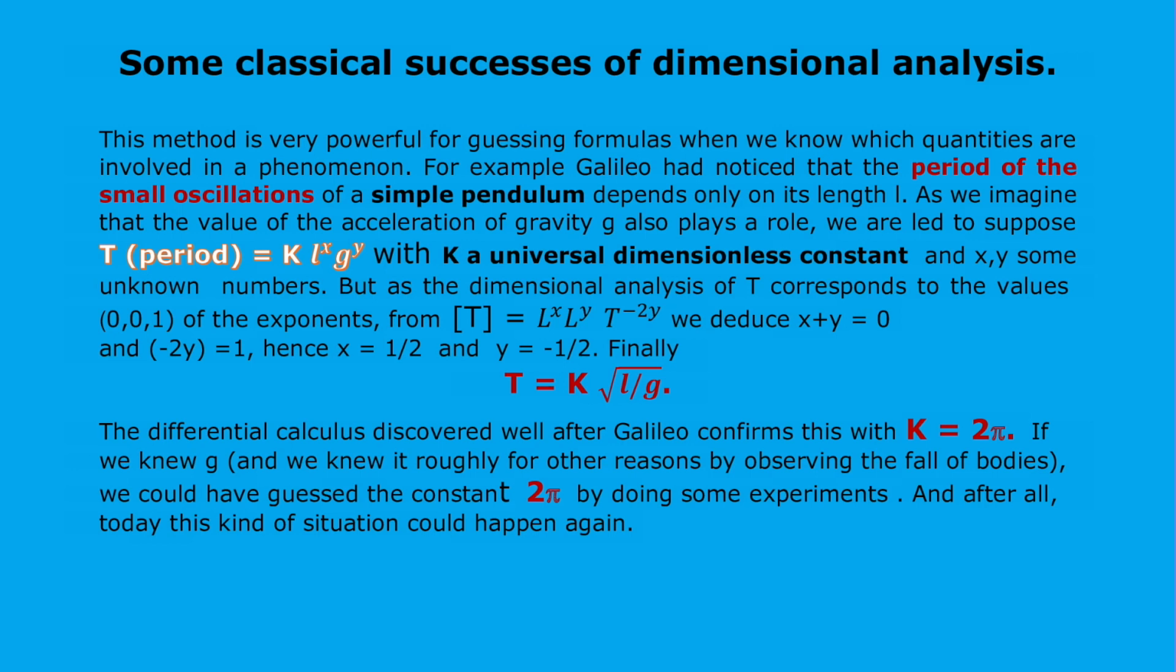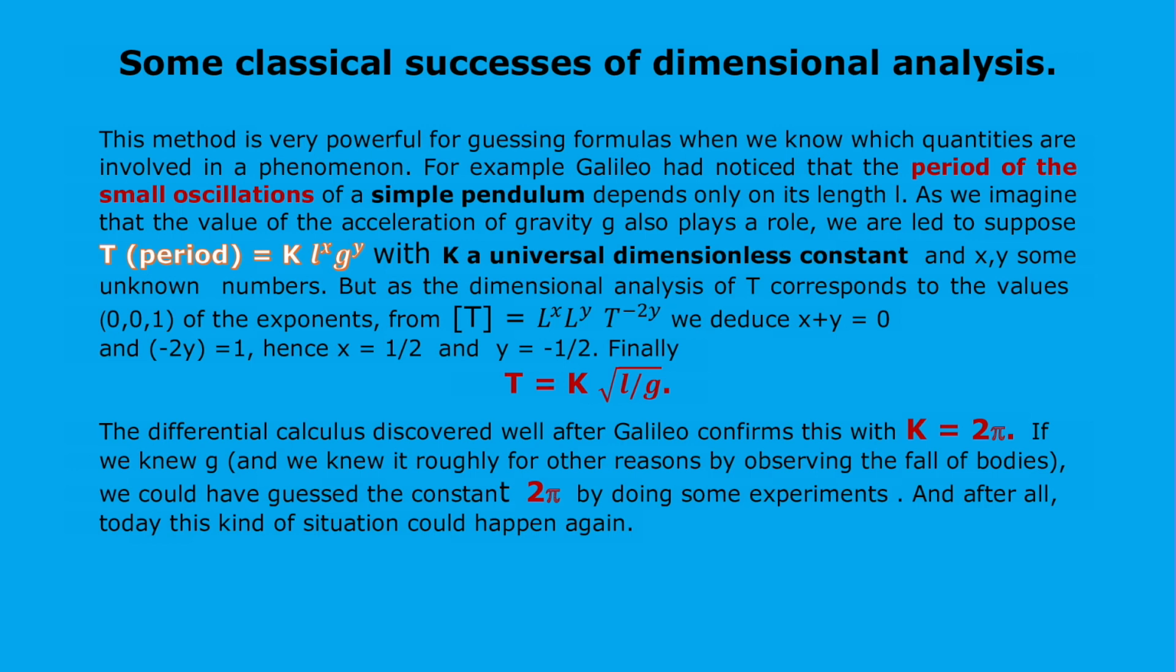But as the dimensional analysis of T corresponds to the value 0, 0, 1 of the exponents, from the dimension of T equals L^x L^y T^-2y, we deduce that x plus y equals 0 and minus 2y equals 1, hence x equals 1/2 and y equals minus 1/2. Finally, T equals k square root of L over g.